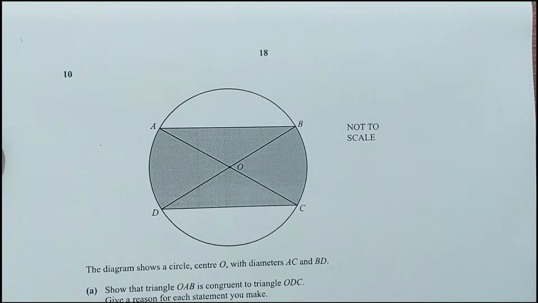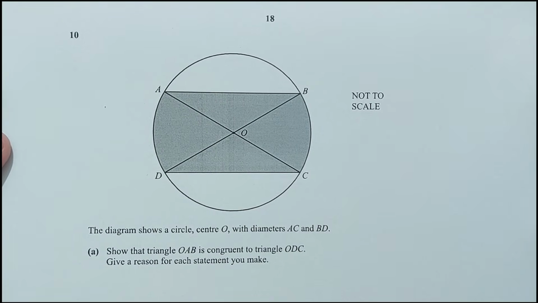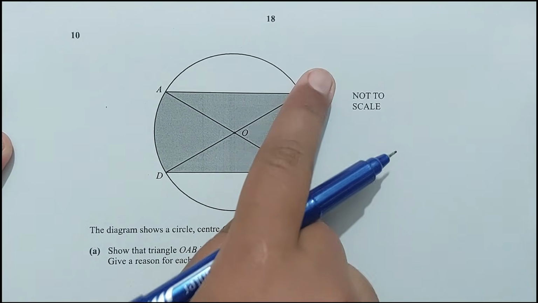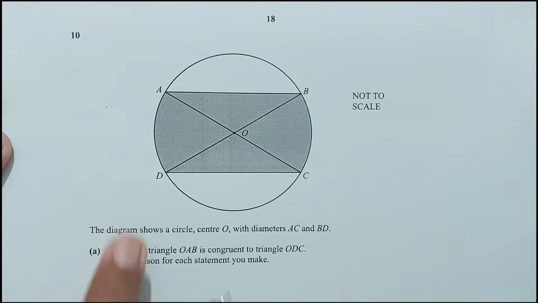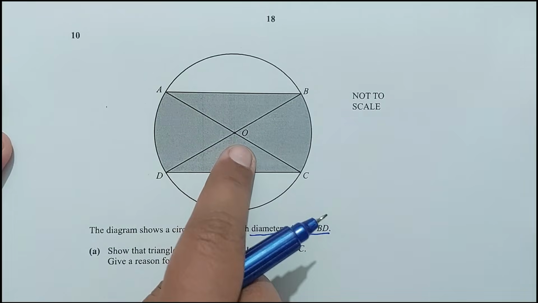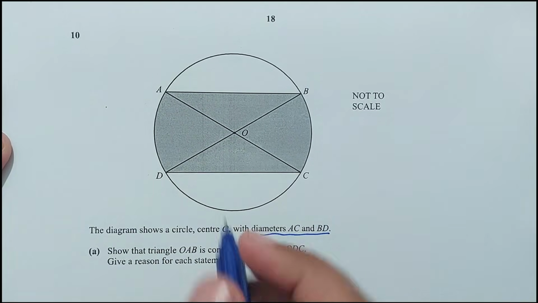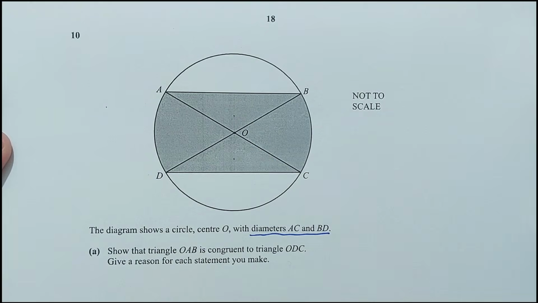Okay. Question number 10. The diagram shows a circle, center O, with diameters AC and BD. These two are the diameters, right? Part A: show that triangle OAB is congruent to triangle ODC. So these two triangles are congruent, right? Give a reason for each statement you make.